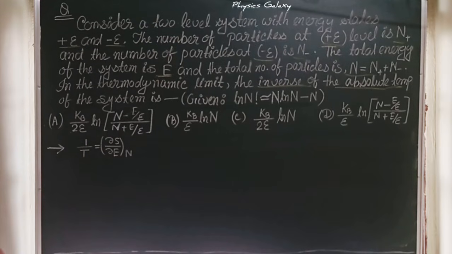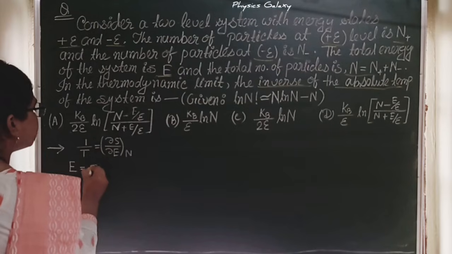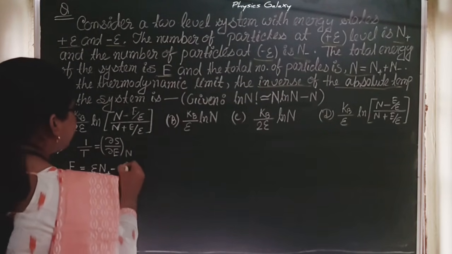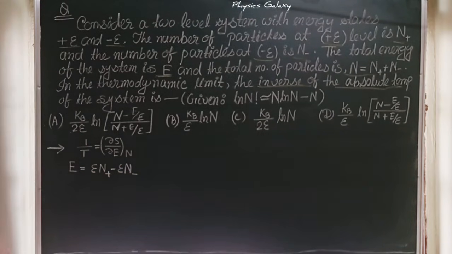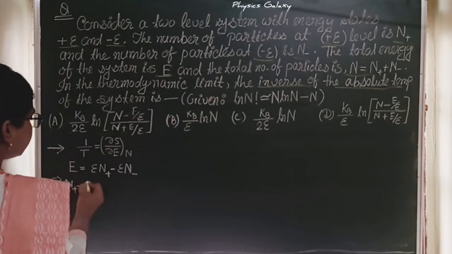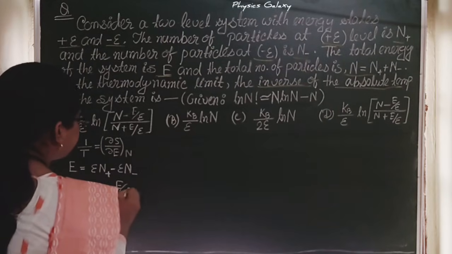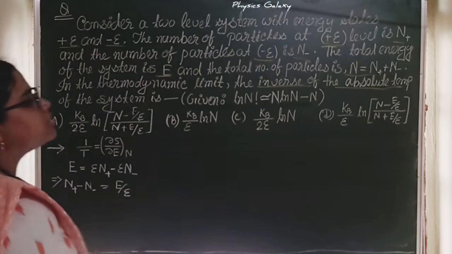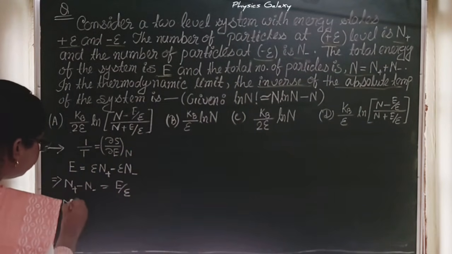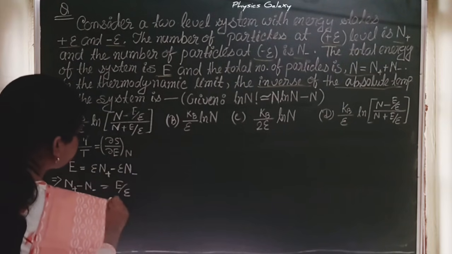So at first we have to calculate the total energy of the system E, that is plus epsilon into n plus minus epsilon into n minus. From here we will get n plus minus n minus is equal to E by epsilon, and the total number n is given as n plus plus n minus. So n plus plus n minus will be n.